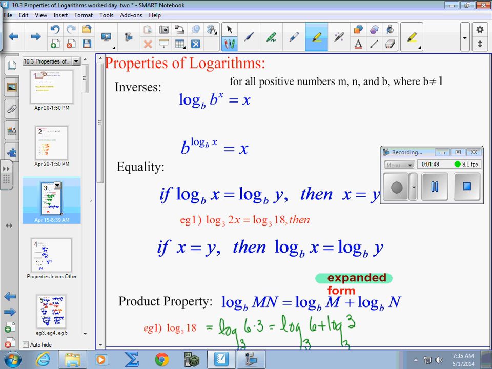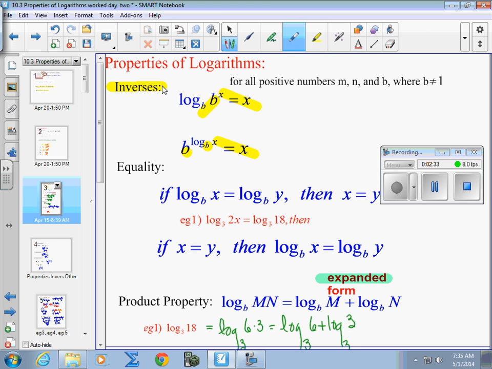So we have a whole long list of properties that apply to logarithms that really come from the rules for exponents, as well as the fact that the logarithm function and the exponential function are inverses. The first rule doesn't really have a name, but I've titled them inverses because they come from the fact that the functions are inverses. Remember, for all positive numbers m, n, and b, where b is not equal to 1, when these are equal, those are equal.